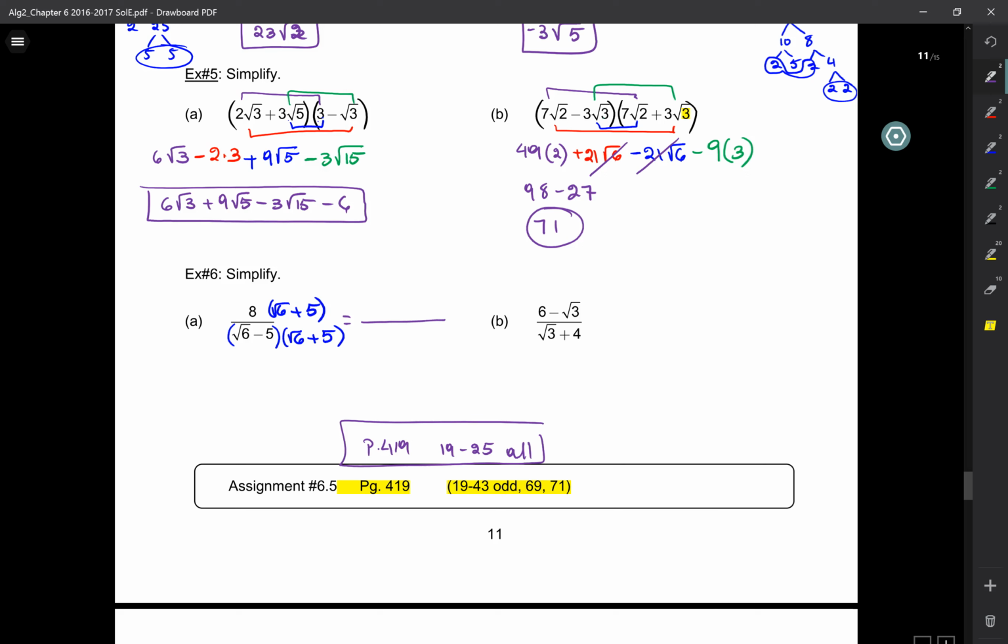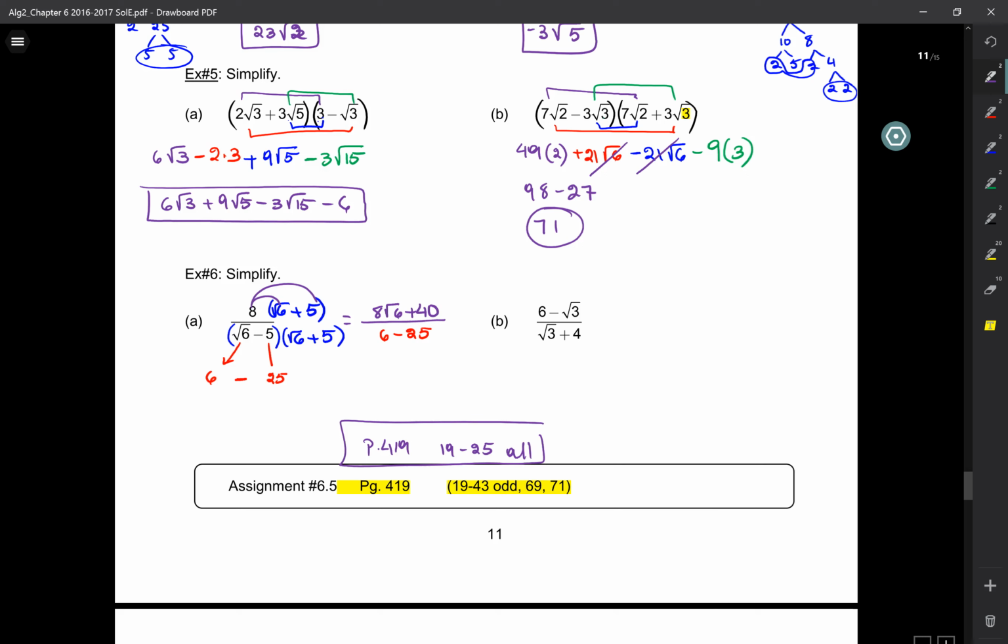All right, so in the numerator, I'm going to multiply, and I get 8 root 6 plus 40. In the denominator, I have a special pattern. It's root 6 minus 5, root 6 plus 5. So a minus b, a plus b. This is a shortcut. So I square the first one, I get 6. I square the last one, I get 25. And I have a minus in the middle. So it'll be 6 minus 25.